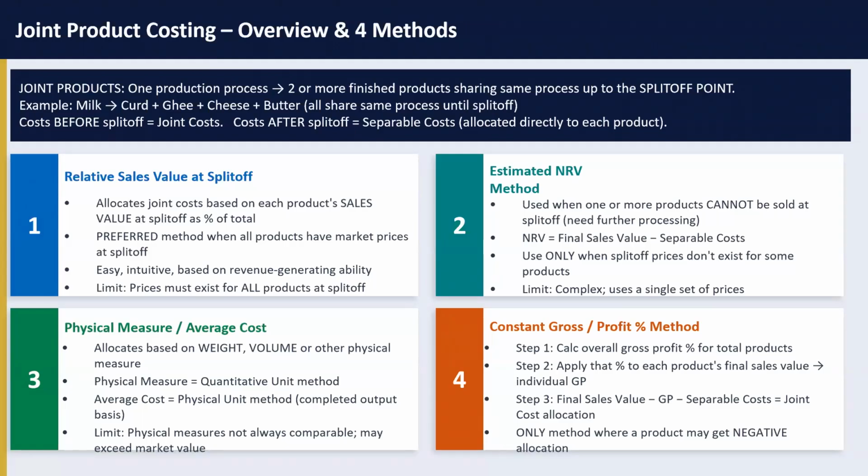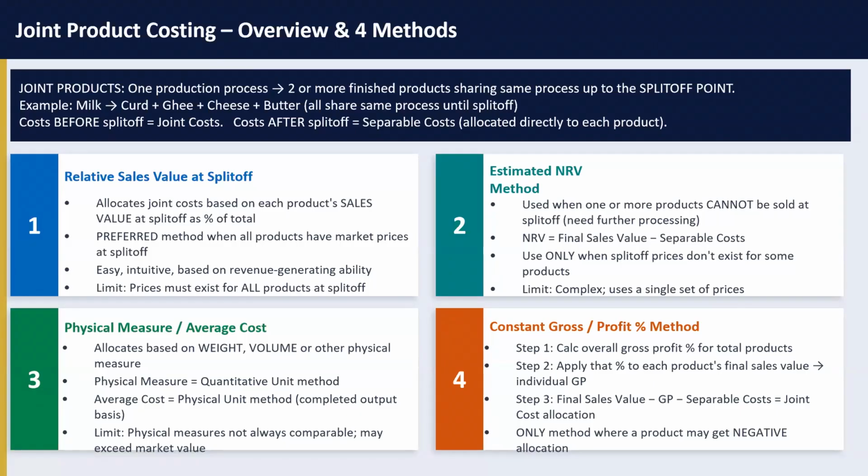Okay. And one more simple example which we can take is milk. Raw milk is processed to a certain extent. Only then will you be able to convert it into curd, ghee, cheese and butter. In order to convert it into these products, an initial production process needs to take place. That is called the joint production process. The cost that you incur will be joint cost, and the products resulting from this joint production process will be joint products.